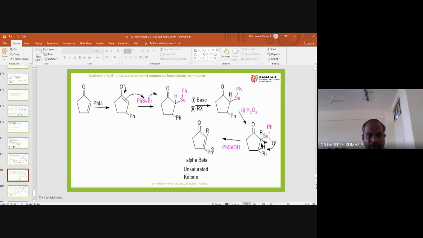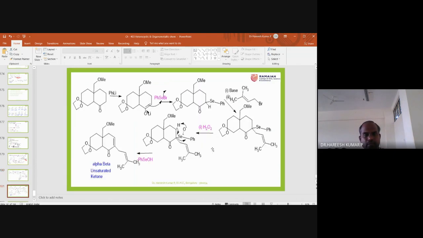So with this, I will take one more example. I will go to the next slide. So look here. This is a ketone. And you know that this carbon is called the alpha carbon. The proton present here is the enolic proton. Why is it enolic? Because they are involved in keto-enol tautomerism.